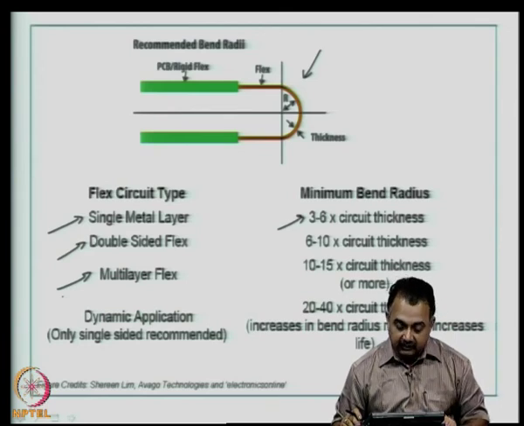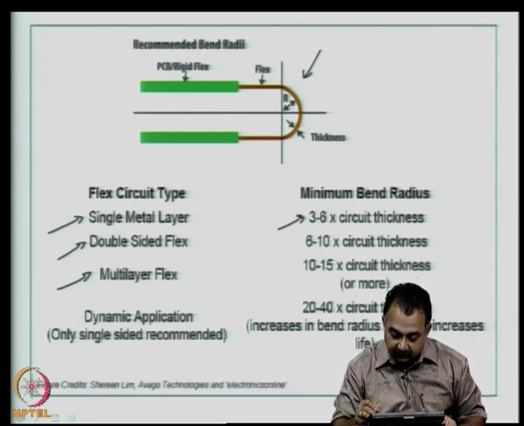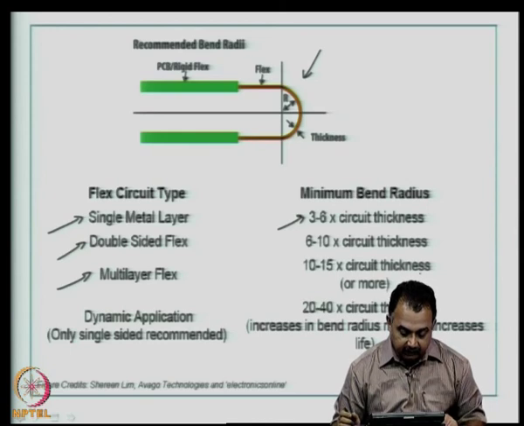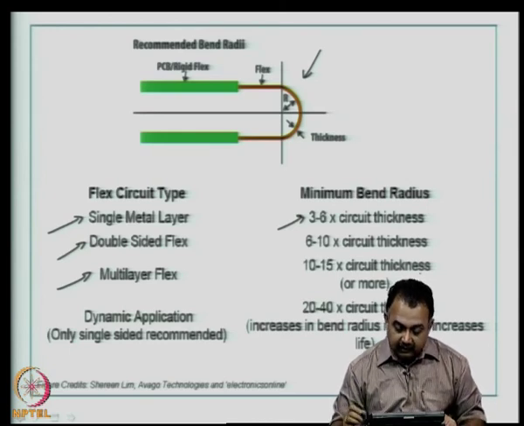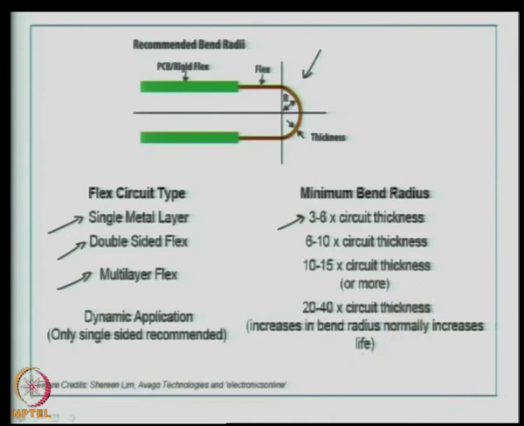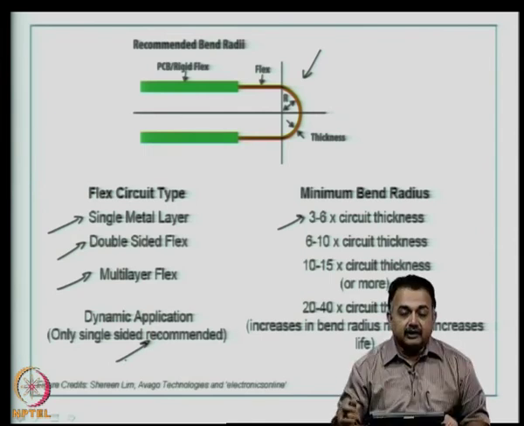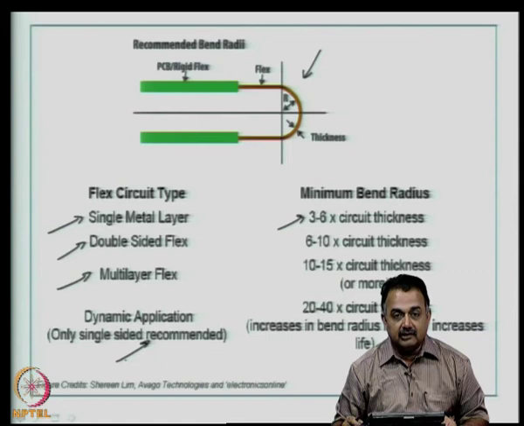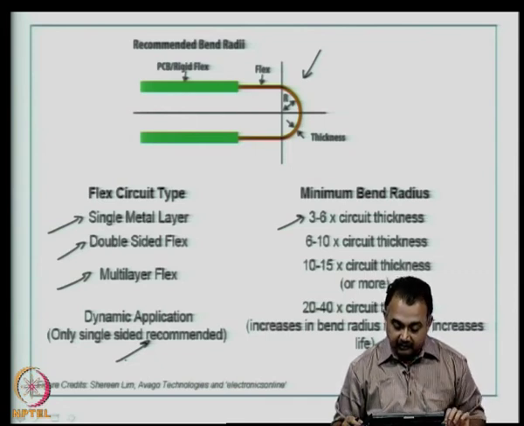So, in a multi-layer flex, 10 to 15 times the circuit thickness or more. In a dynamic application, obviously it can be 20 to 40 times the circuit thickness. Increases in bend radius normally increase the life of the product. So, in a dynamic application, obviously single sided is recommended. These are some of the design rules or design guidelines that are being practiced in the industry as far as the critical issue of bend radii is concerned.